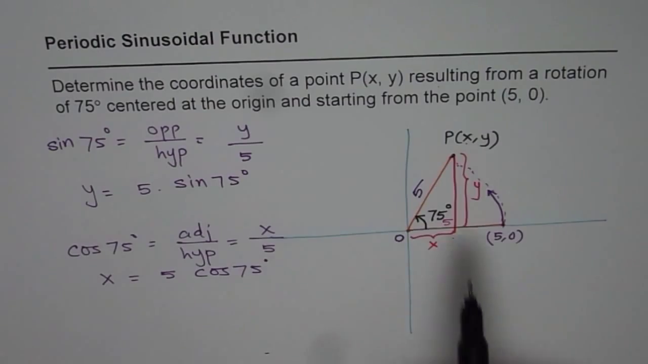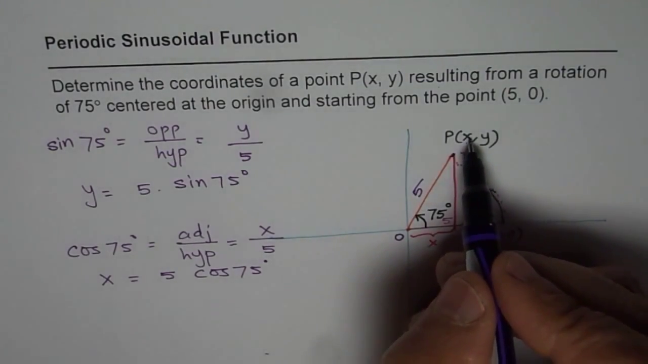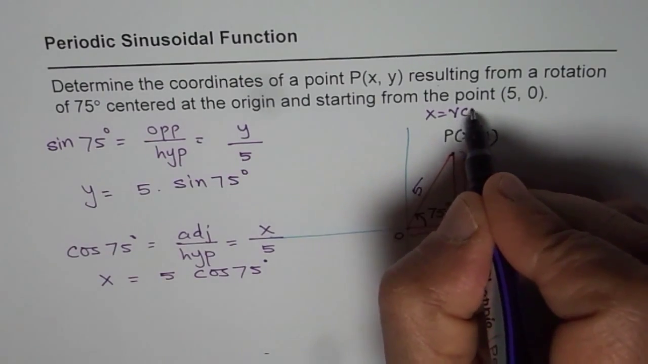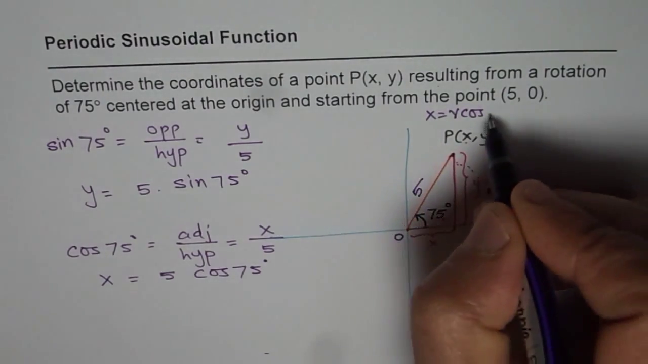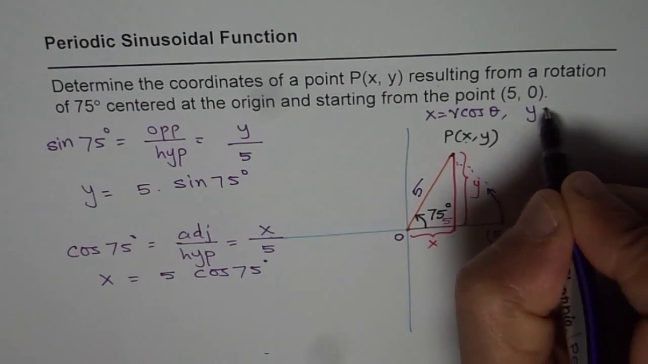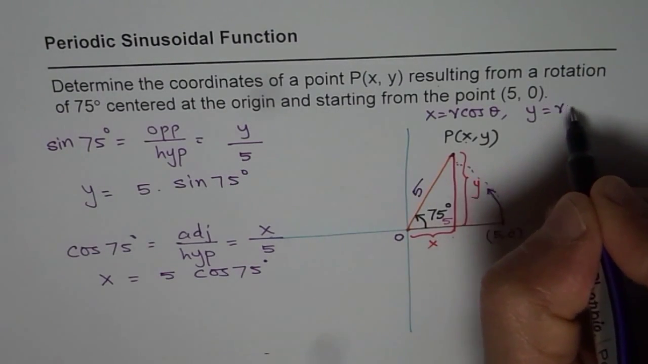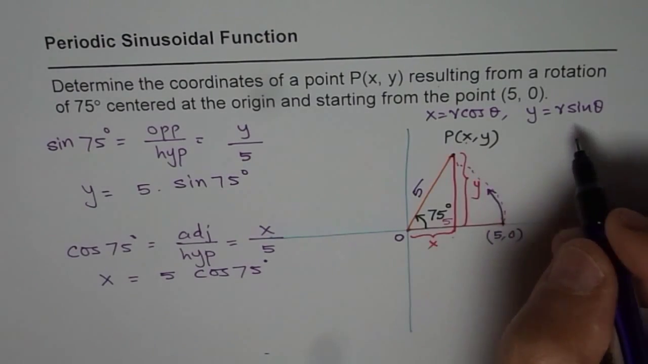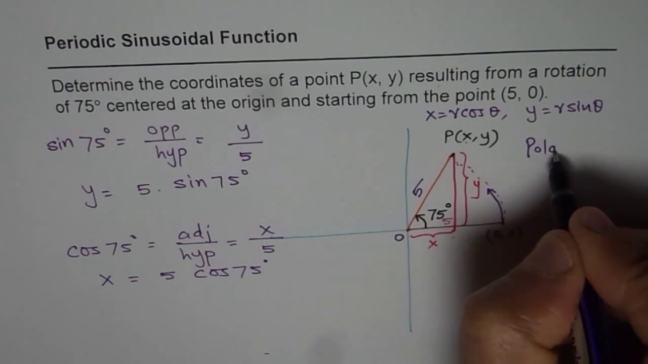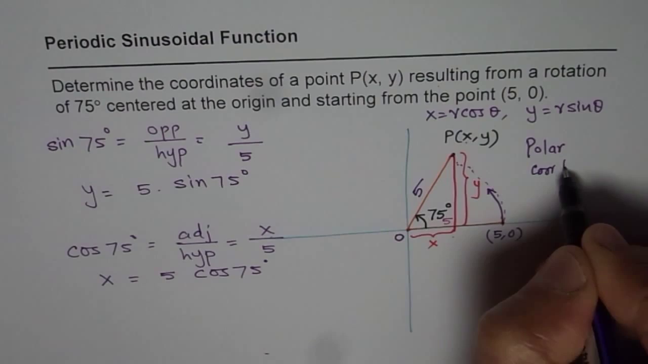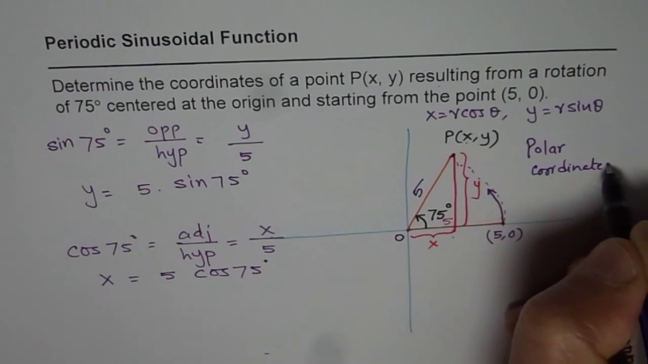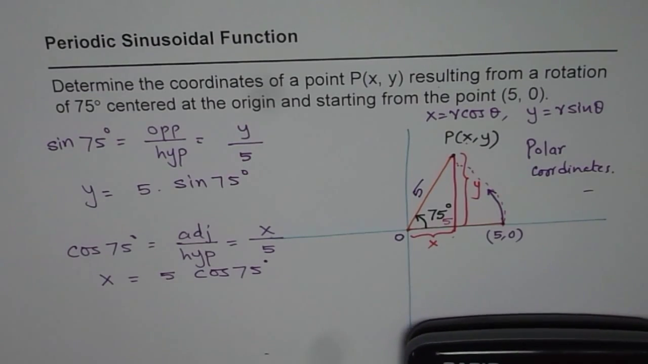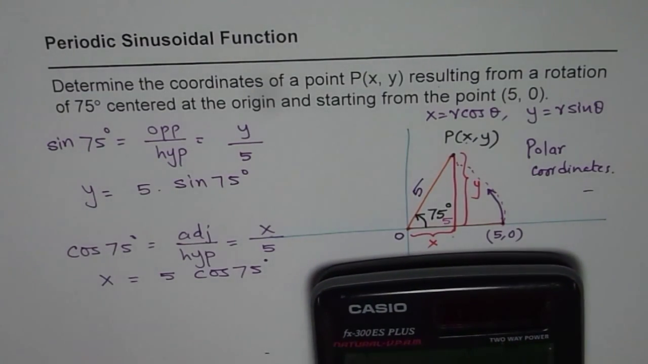So basically we have x equals, in general, r cos theta, whatever the angle theta be, and y equals r sine theta in general. And we have a particular name for it. We call it polar coordinates. Anyway, for this particular situation where the angle theta is 75, let us find out the value.